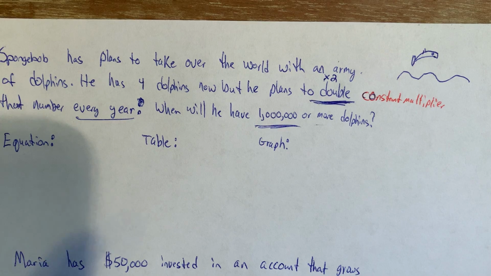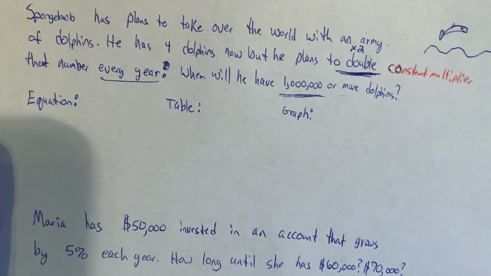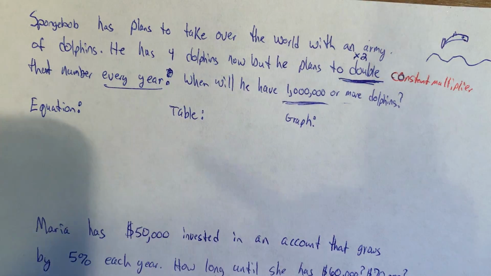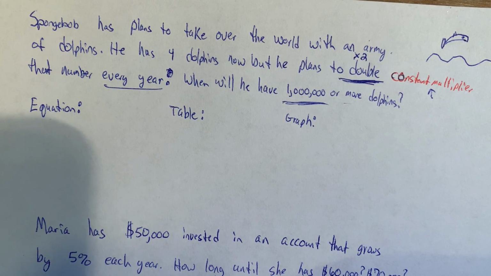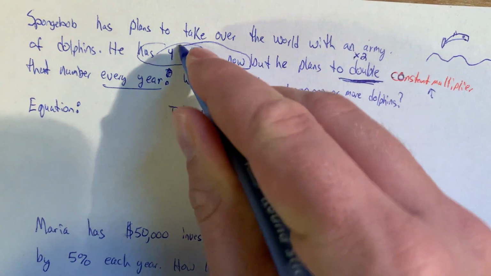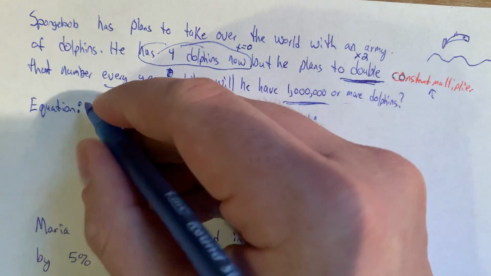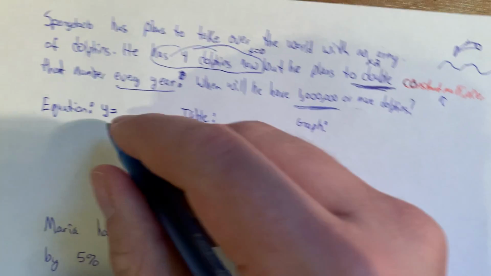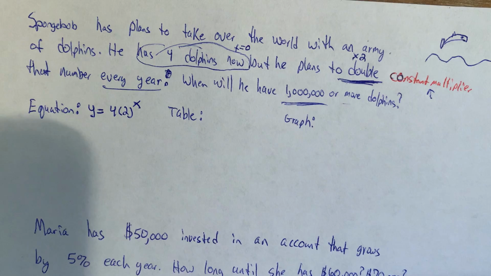Well, we want to come up with the equation to be able to answer this. This is something we're always going to do. And for the equation, we need to look for the constant multiplier. Here we have that. It's multiplying by 2. And we need the starting amount, that y-intercept. And that's how many he starts with. He has 4 dolphins now. That's when time is 0. No time has passed from now. So the equation should be y equals 4 times 2 to the x.